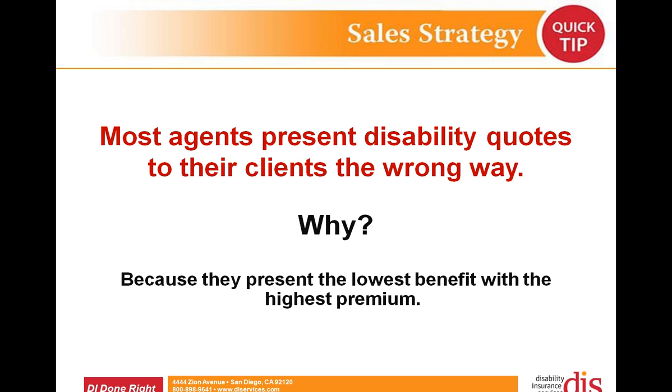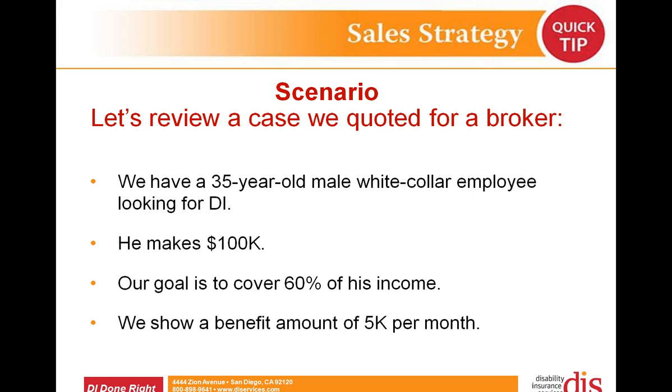Now, I mentioned that it may not be the agent's fault. I'm going to get into that a little bit later, but let's go into an example that will illustrate why agents are presenting the lowest benefit amount against the highest premium. So here I put together a very simplistic example, and it's really an ideal case. Let's say you, the insurance agent, have a 35-year-old male. Let's say this guy is a white-collar employee, and he's really a great candidate for disability insurance.